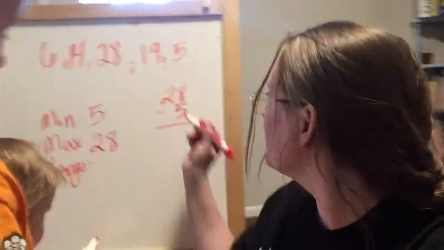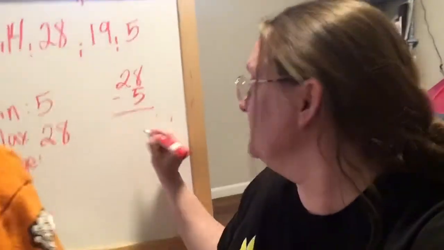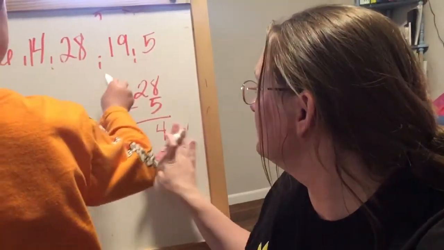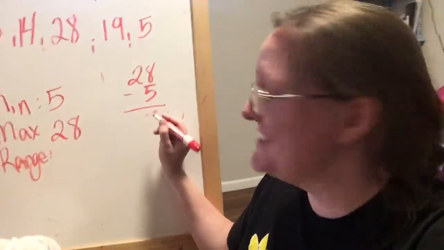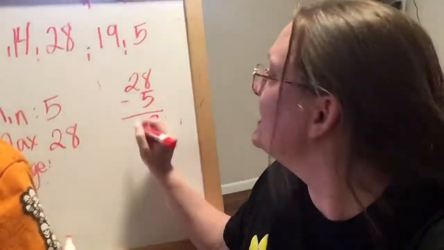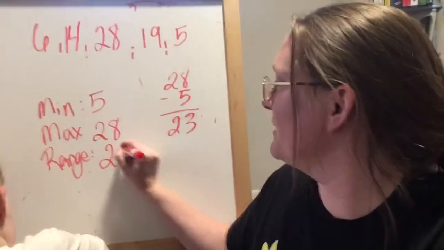So 8 minus 5 is 4. No, it's not. 8 minus 5 is 3. And then we'll bring down my 2. So my range is 23.